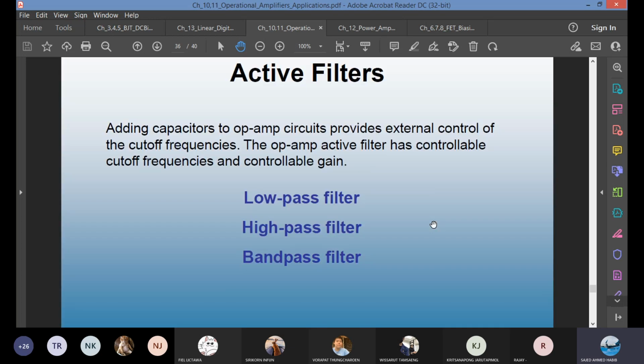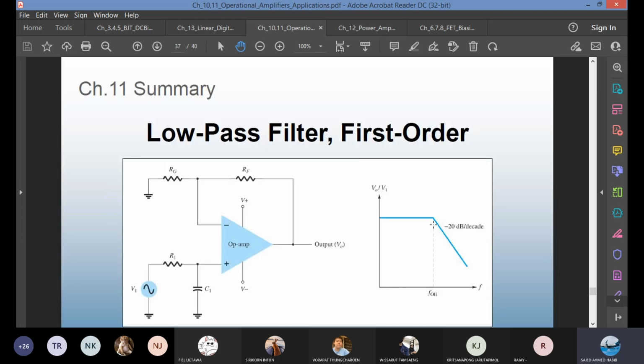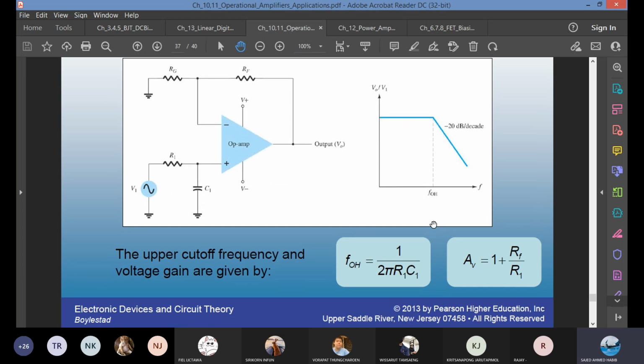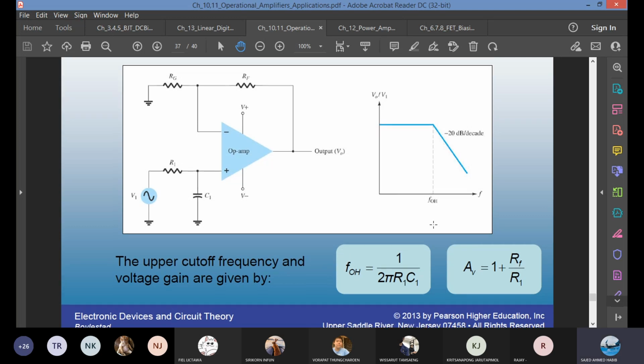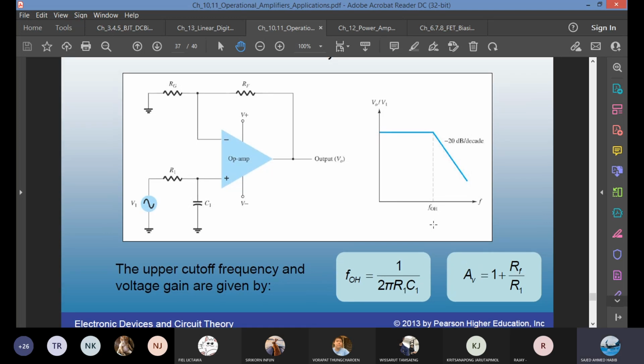This is a very important one. The filter, I would like you to study again the different filters: low pass, high pass, and band pass. And also their equations are given in the formula sheet, 1 over 2 pi R1 C1. Which R you will take, which C you will take, you have to decide by looking at which resistor and which capacitor is connected with the input. Then you can know.